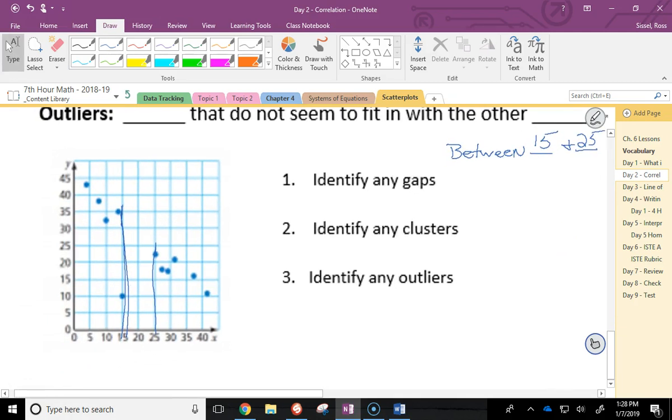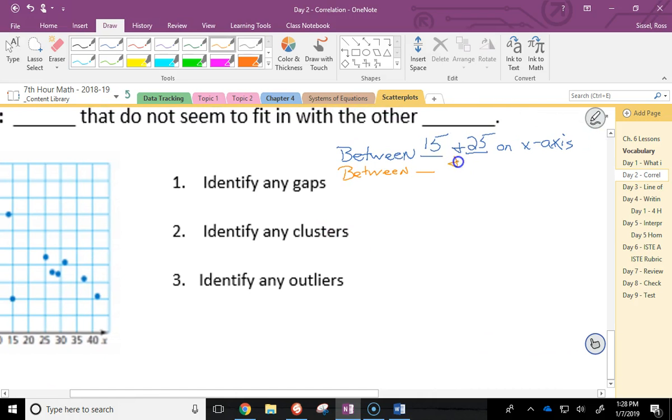Now, I want you guys to try and see if you can do this one on your own. But the next one, I then also want to identify the gap based off its y-axis.